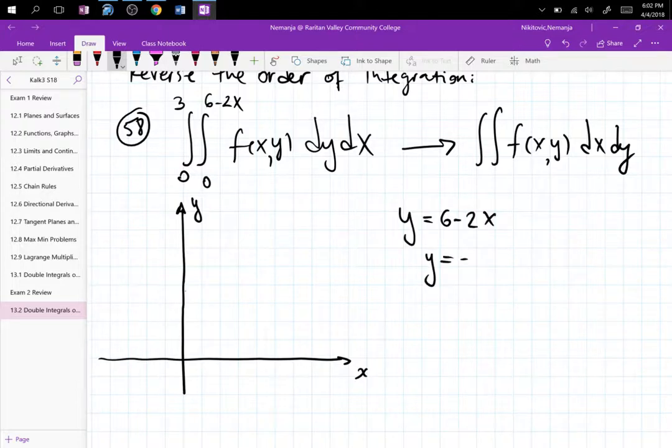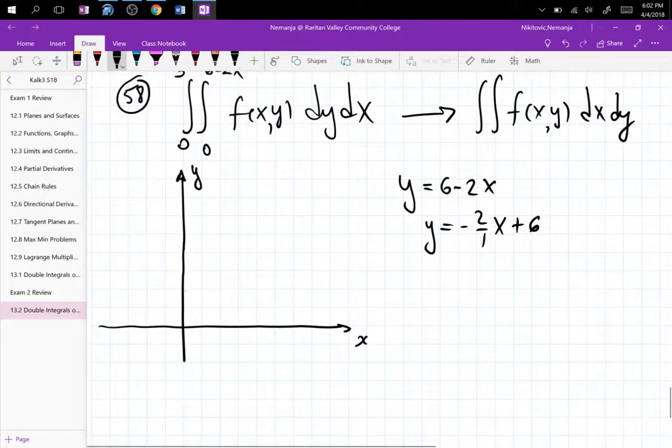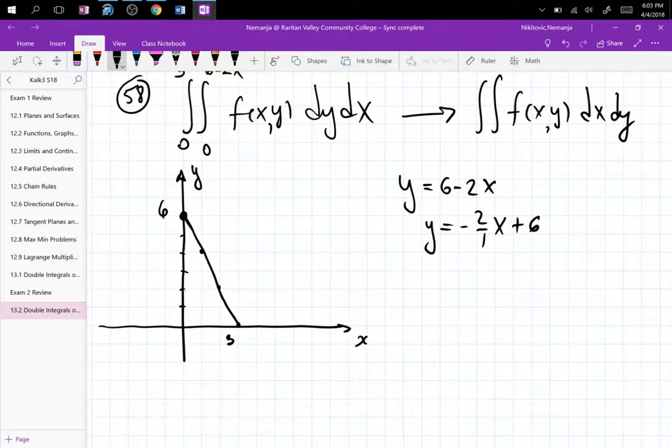That is y equals negative 2 over 1 x plus 6, right? If you are still looking for this, the formula y equals mx plus b, the one that you learned in algebra. Now you graph this. We have our y-intercept at 6, so 1, 2, 3, 4, 5, 6. The slope is 2 down, 1 over. So 2 down, 1 over. It's going to hit 3. And then you connect those.